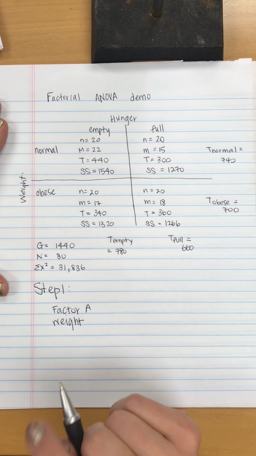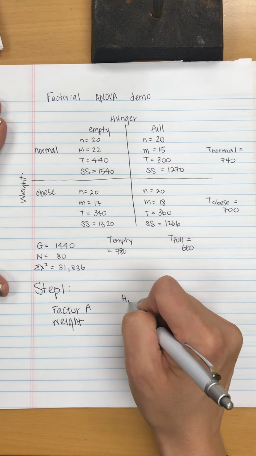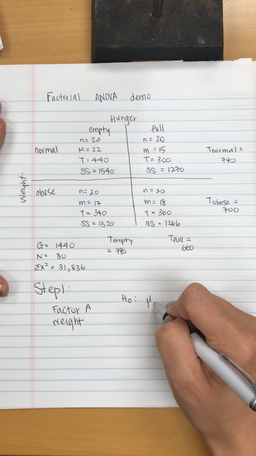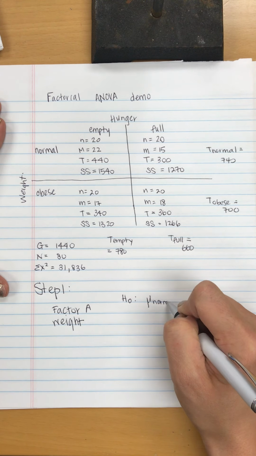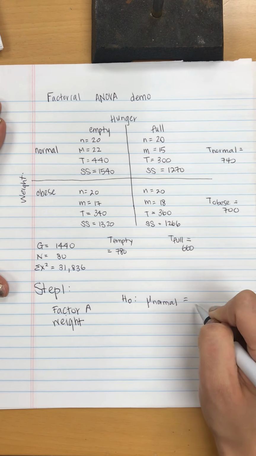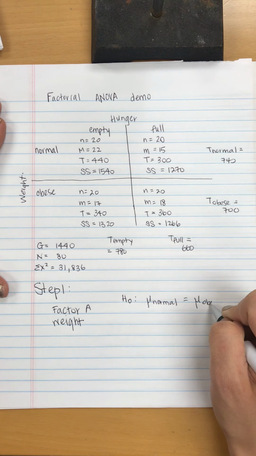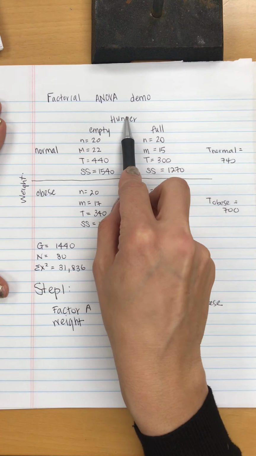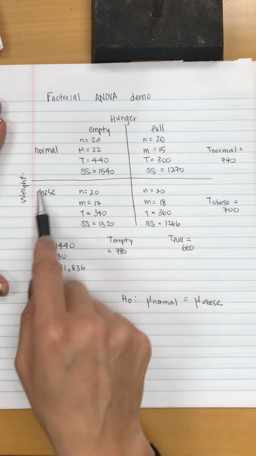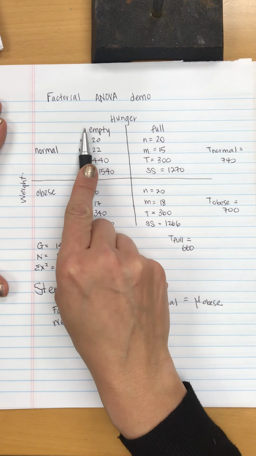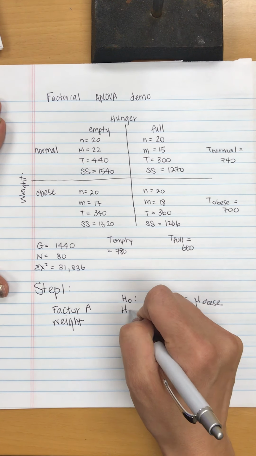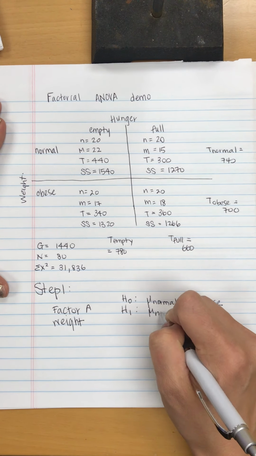So the null is that the mean of the population, so mu normal, equals mu obese. So that's saying that the mean of the population of normal weight is equal to the mean of the population of obese weight, ignoring whether they're eating on an empty stomach or a full stomach. The alternate is that they're not equal.